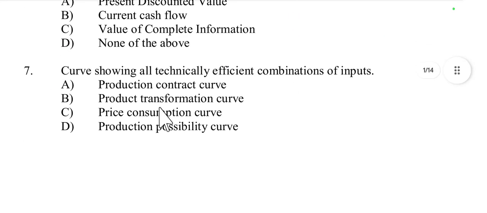And question 7. A curve showing all technically efficient combinations of inputs is: production contract curve, product transformation curve, price consumption curve, or production possibility curve. It is called the production contract curve, option A.